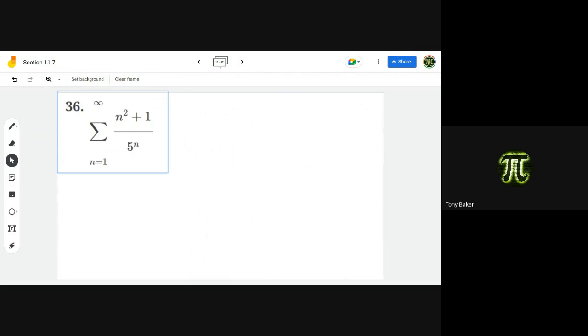The test for divergence, to work, you basically are going to have to say that the top is getting bigger faster than the bottom. And as I go out to 5 to the n, it's going to get much bigger than n squared.